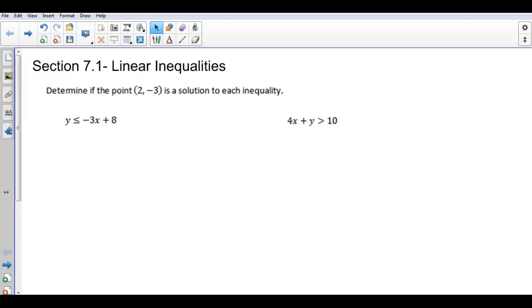Hello, welcome to section 7.1. We're going to talk about linear inequalities. So, when two things are not equal, we call it an inequality.